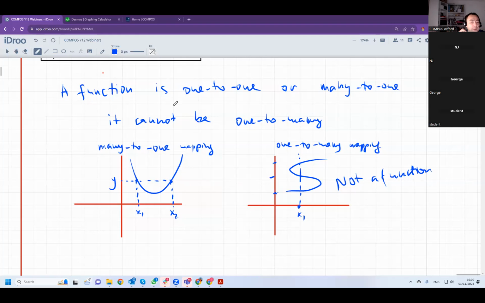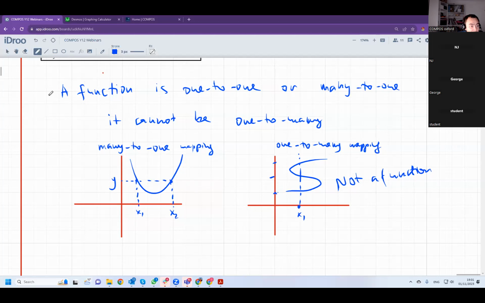Right. Okay. So with a function, you always know the output if you know the input. If you don't know the output, that's not a function.